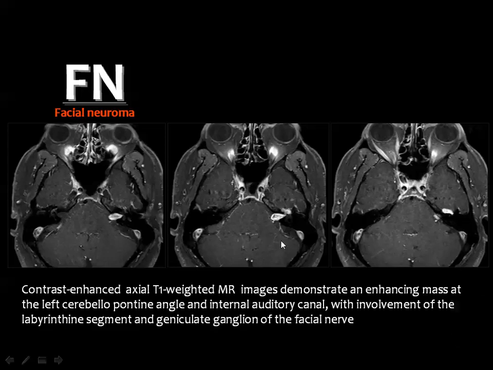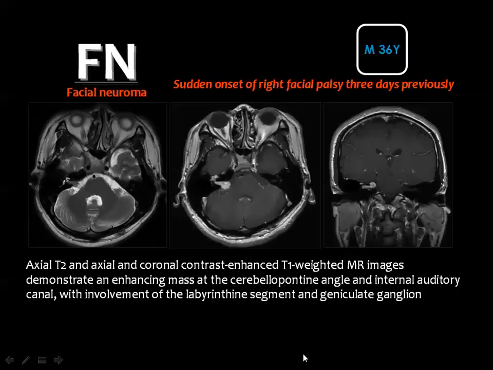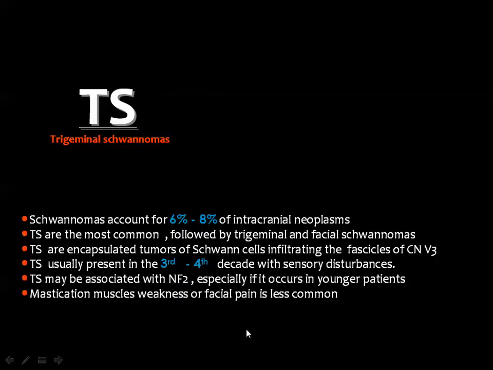But if you see the extension of the lesion and the enhancement along the course of the facial nerve canal, then you consider the possibility of the facial neuroma. And this is another example. This is T2. You can see a mass inside the internal canal. And here in the contrast enhanced image, you see the intracanalicular component, and this is very important, the extension of the lesion along the course of the facial nerve. This is very important.